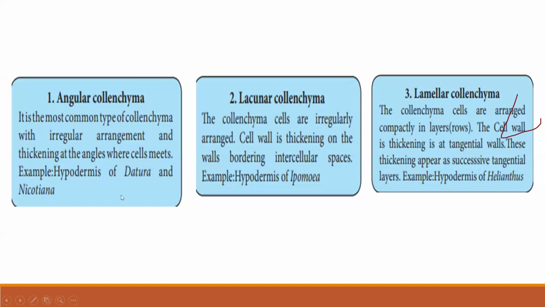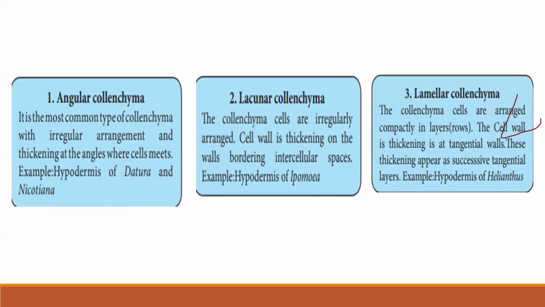The next one is lacunar. The collenchyma cells are irregularly arranged, and the cell wall thickenings are on the walls bordering the intercellular spaces. Between the two cells, the thickenings are seen around the intercellular spaces. It is called lacunar collenchyma.